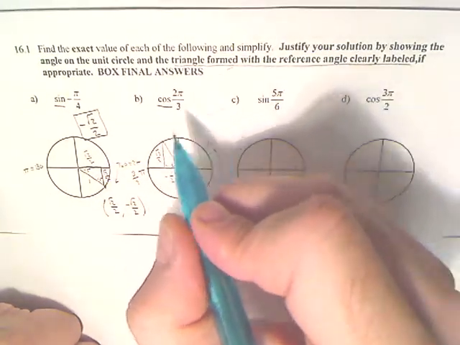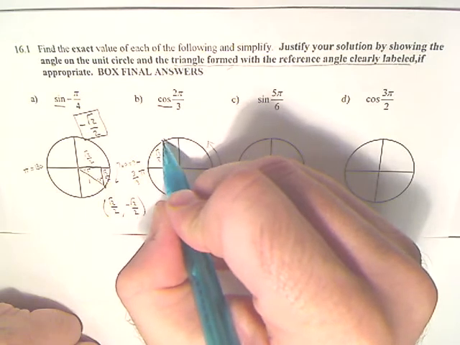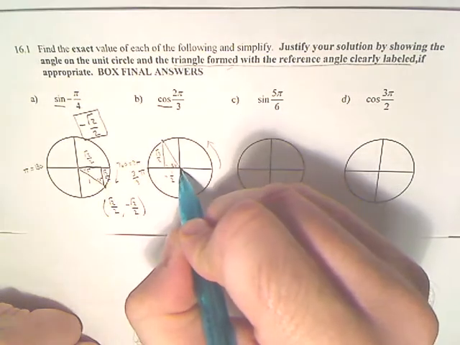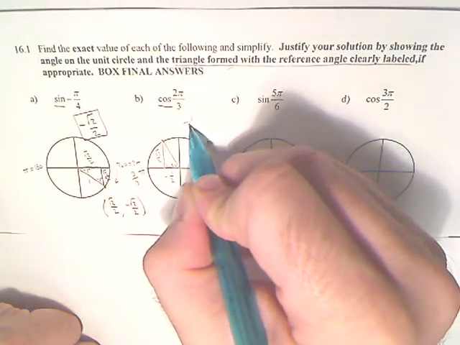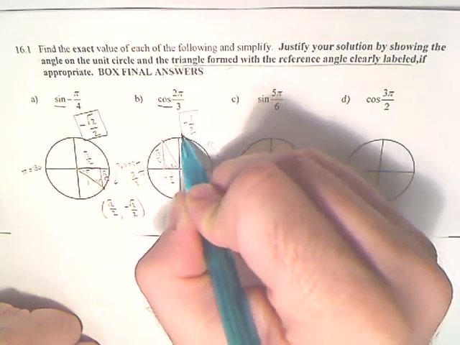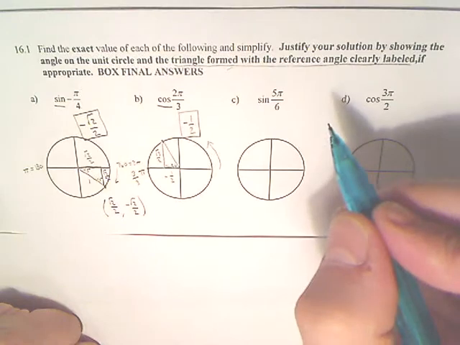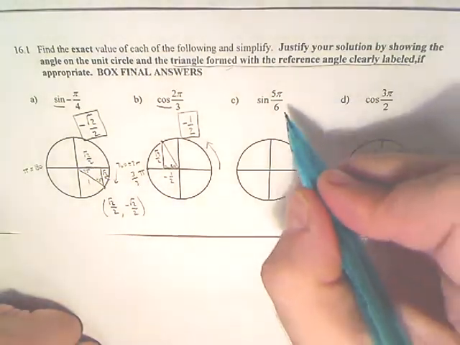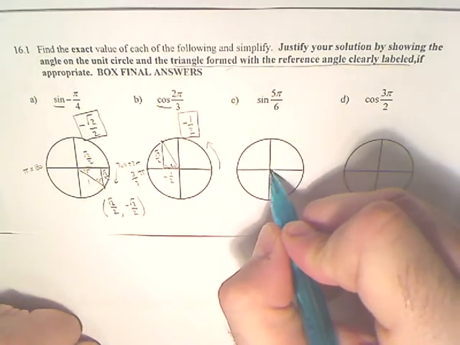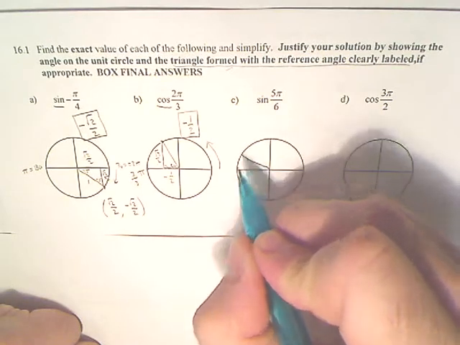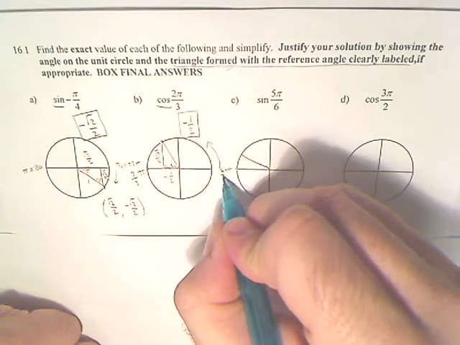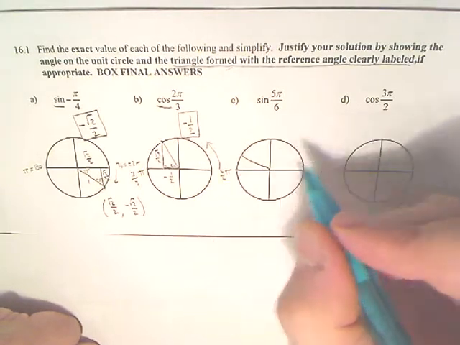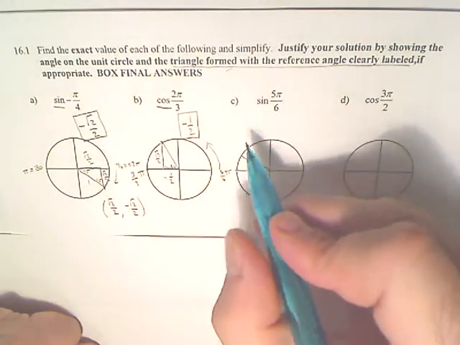Cosine is asking for the x value of this dot. This dot's x value is this side right here, which is the negative 1/2. Five pi over 6 is located here. How do I know that? Because this is pi, which I could label 6 over 6. Pi, same as 1 pi. So 5 over 6 is just short of it.